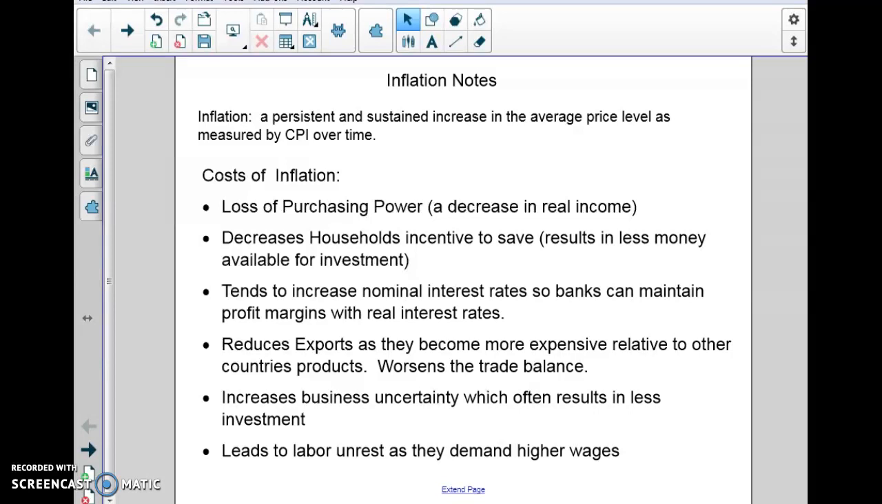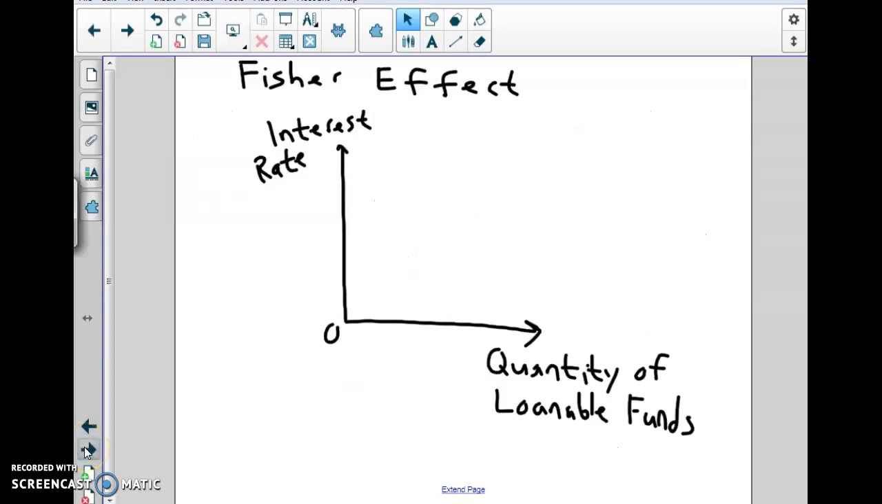A couple of important ones, though. Number one, interest rates on banks are going to go up. If there's going to be inflation, it means money's losing value. So if money's losing value, banks have to charge a higher real interest rate. And we'll take a look at that in a moment. You can read the rest of those on your own. Now let's focus on that interest rate concept.